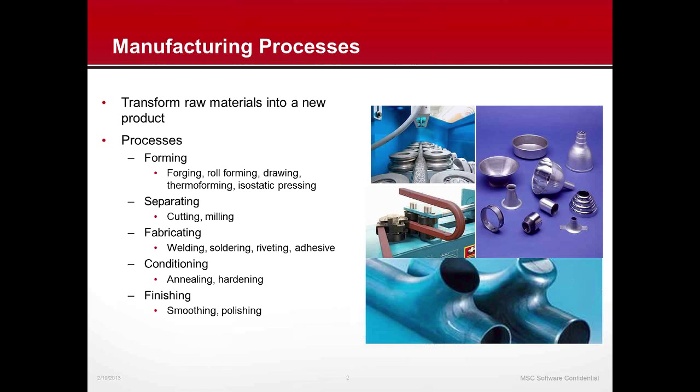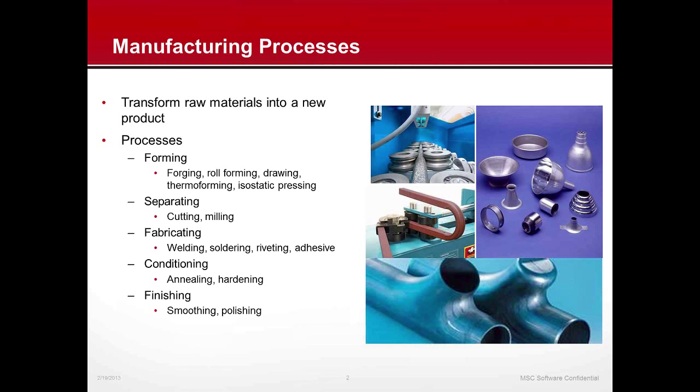And the next one is separating processes, which are used to remove material or volume, processes like milling, cutting, grinding, drilling, etc. The next class is fabricating processes, which are used to join or fasten the materials, and things like mechanical joining and cohesion fall into this category. Soldering, welding, and riveting are some of the examples.